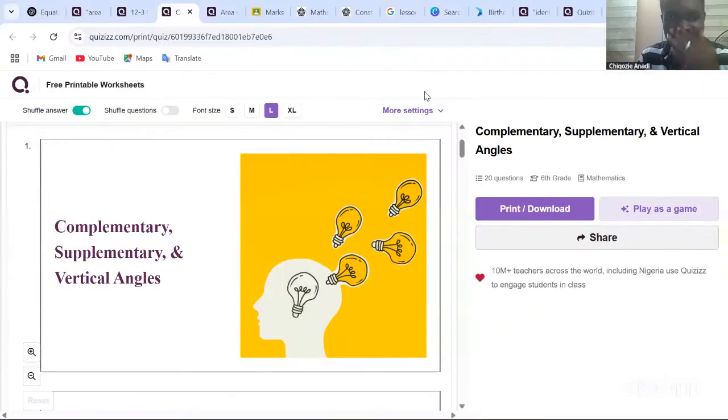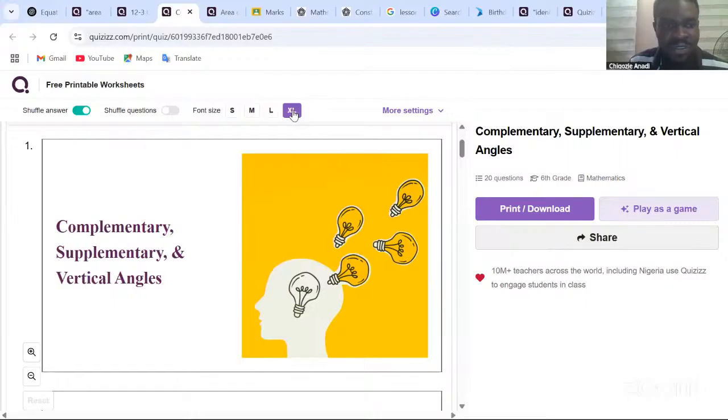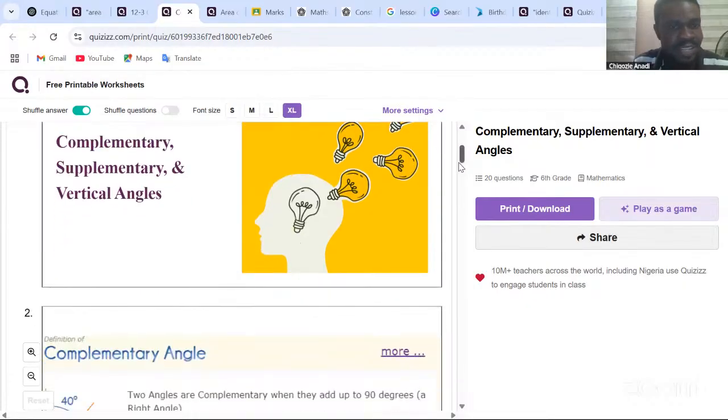So we're supposed to be looking at complementary, supplementary, and vertically opposite angles. Remember, we've learned the different types of angles we have. This is also another type of angle you need to know: complementary angles, supplementary angles, and also vertically opposite angles. Okay? So let's go forward.